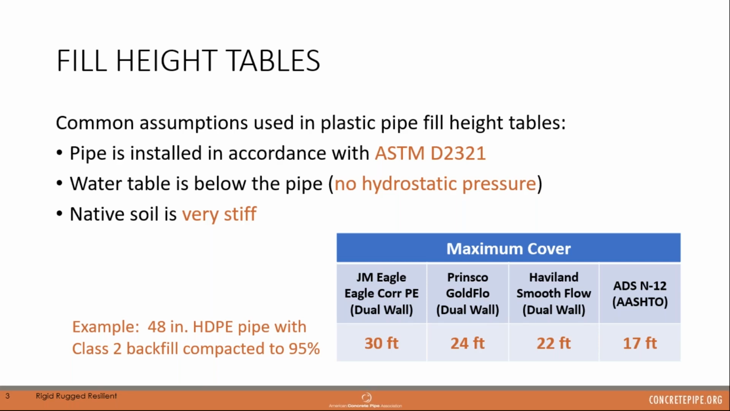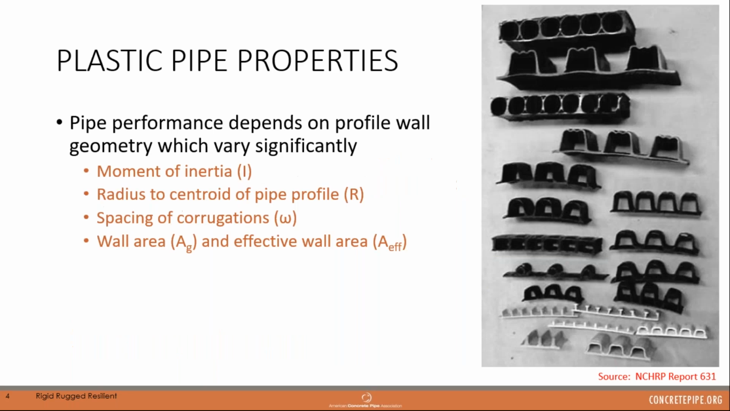It might be too conservative or might be underdesigned. There's not a real way to know without completing an actual design. Both the wall geometry and the mechanical properties of plastic pipe are going to vary significantly if you're using a different pipe material or a different manufacturer who has a different wall design.